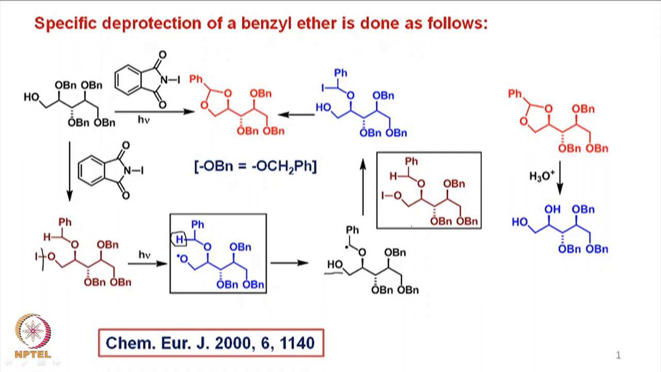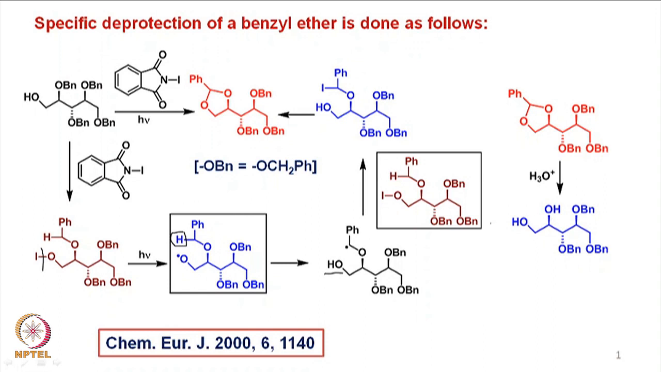Now, this particular radical then reacts with the same hypoiodite, which is shown here, and picks up the iodine radical from here and generates oxygen radical, which is the same as this particular species. And once this hypoiodite reacts with this radical, leading to this iodo compound, then there is an intramolecular closure of this part of the molecule, leading to the ketal of this type. Now, this ketal having 3 benzyloxy groups can be hydrolyzed under acidic conditions, because these benzyl ether groups are stable under acidic conditions, but this ketal is not stable and undergoes hydrolysis to form the corresponding diol.